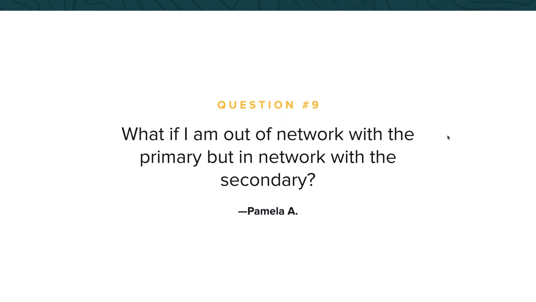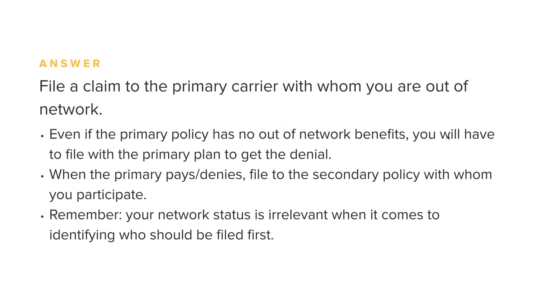Yes, that's correct. So I'm going to give you first an answer of what you do and then follow it up with a calculation. So what you would do first is, even though you're out of network with the primary, you still have to file first to the primary. This has absolutely nothing to do with your network status. You have to go to the primary plan. Okay. When your primary plan pays or denies it, either one, or puts it to the deductible, you file to the secondary plan policy with whom you participate. So that's the mechanics of it.